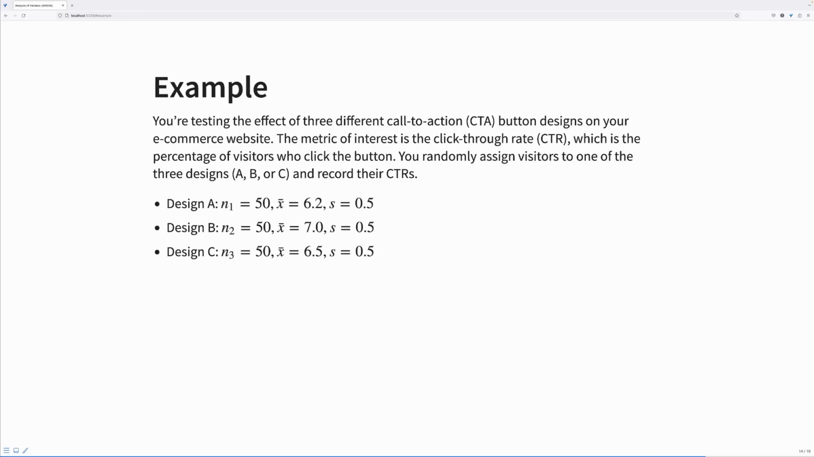Now we are going to look at one example. So you are testing the effect of 3 different call to action button designs on your e-commerce website. The metric of interest is the click-through rate, which is the percentage of visitors who click the button. You randomly assign visitors to one of the 3 designs, A, B, or C, and record their CTRs. Design A has an average of 6.2% click-through rate, design B has 7% CTR, and design C has 6.5% CTR.